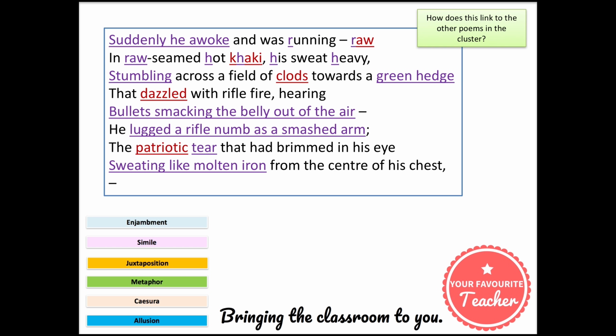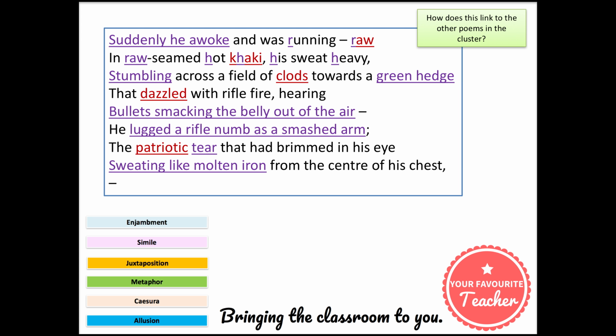And was running raw. In raw seemed hot khaki. Now we've got repetition of raw here, and this actually is where we see an allusion to perhaps a previous poem that was written by Wilfred Owen, where we have some sort of clumsy repetition. If you want to actually learn more about that, Mr Bruff talks about it on one of his podcasts. I suggest you watch it. But that is where we see an allusion, a reference to something else.